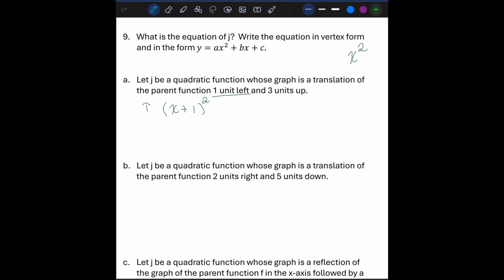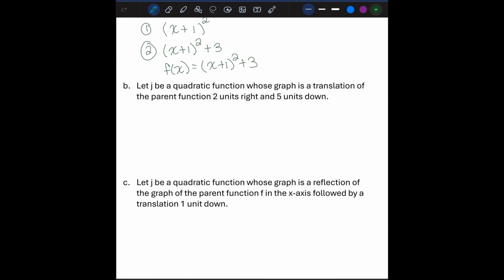Now, that was the first one. All right, the second one. Now I'm moving 3 units up. Well, that means that that just gets added to the outside. So I'm going to take what I had after my move to the left, and I'm going to add 3. So my function would be x plus 1 squared plus 3. And you can use a graphing calculator to graph the parent function and then what you got after you did the translations and see if it moves left 1 and up 3.